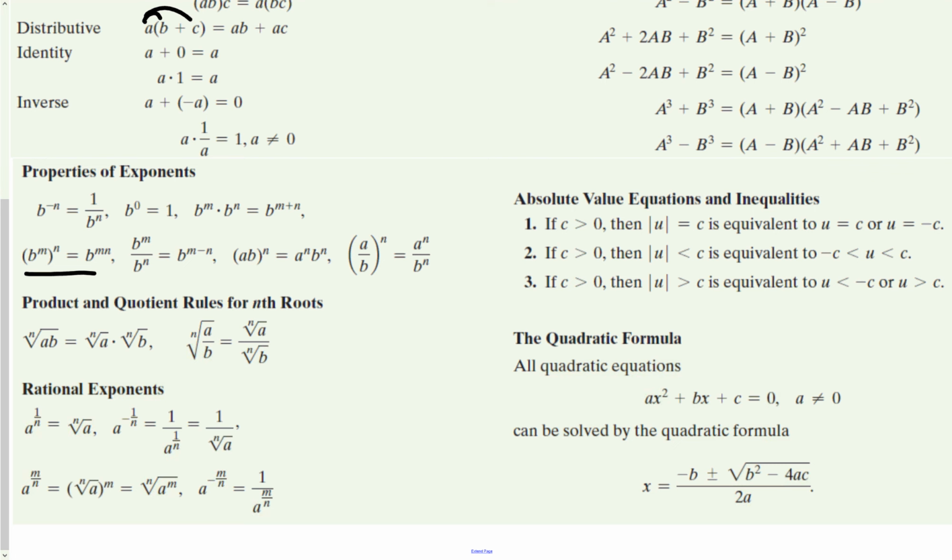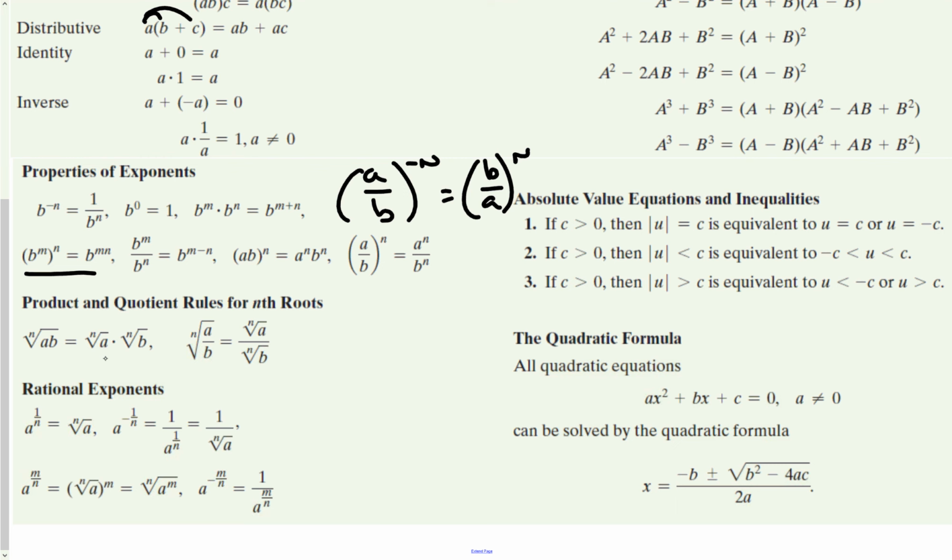One thing I'll add to this is that a over b to a negative n power, if I want to make that n positive, can switch to b over a to the positive n power. It might make the problem a little bit easier to have a quotient to a positive power instead of a negative power. For product and quotient rules, as long as the index is the same, we can split up radicals, and we can split up products and quotients.